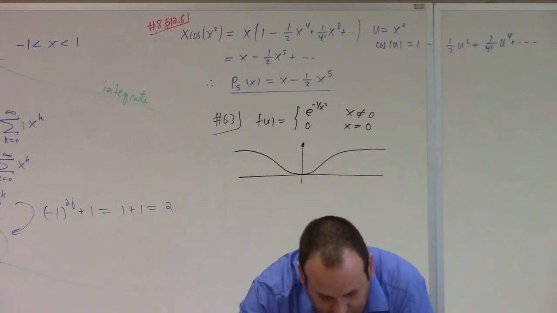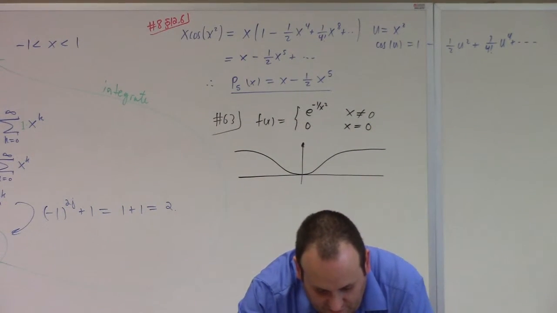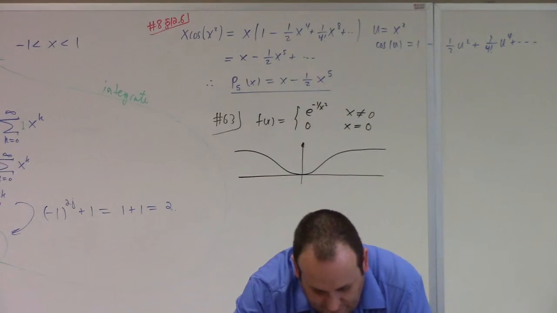Part B, you're supposed to use L'Hopital's rule to show that for every positive integer n, the limit as x goes to 0 of e to the minus 1 over x squared, over x to the n, equals 0.